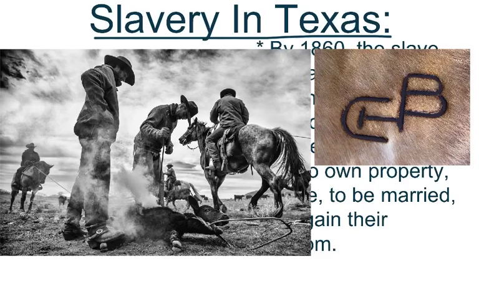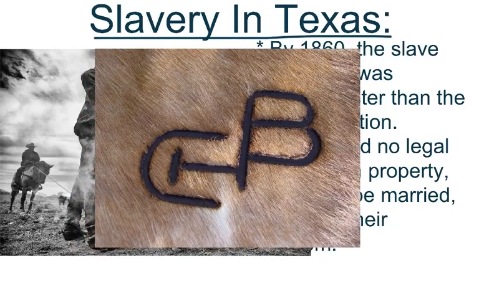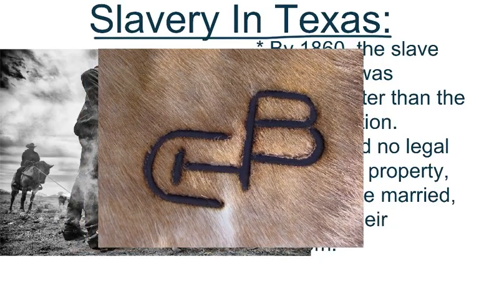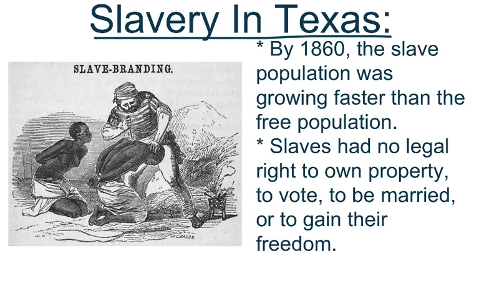Here's another picture of it. We can see here, so I'm going to bring it bigger, how the brand would look after a finished and healed look. This is exactly how slave owners would mark their slaves as their property. This is exactly how some of the slave owners in Texas and the southern United States were able to differentiate between whose slave belonged to who.